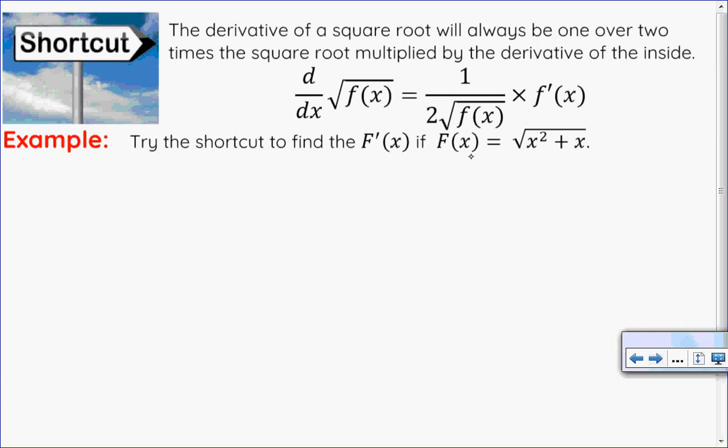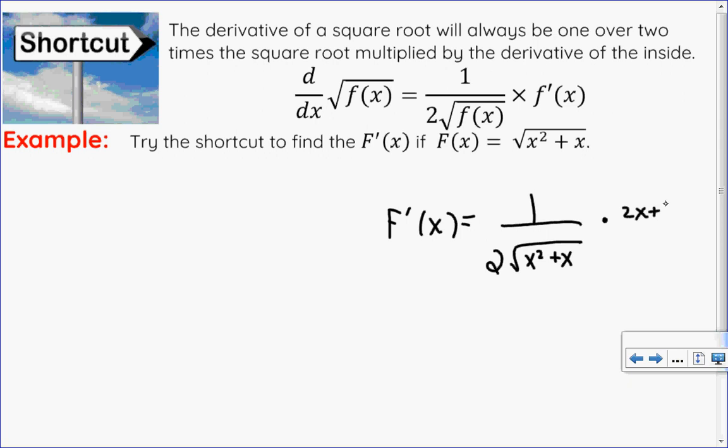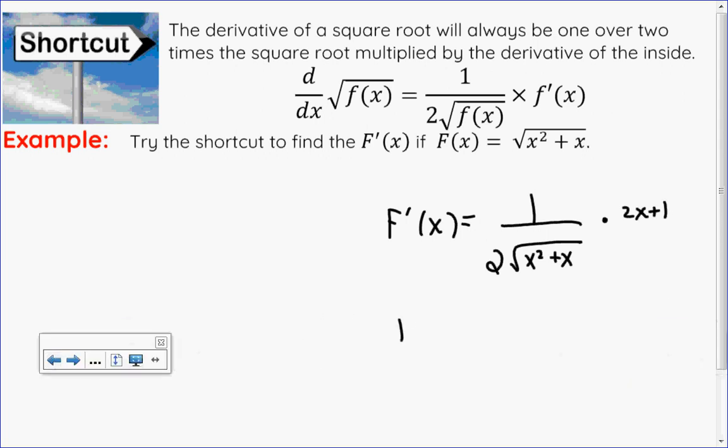So for example, if I have f of x is the square root of x squared plus x, I know that the derivative is going to be 1 over 2 times that root, multiplied by the derivative of the inside. So the derivative of x squared plus x is 2x plus 1. So just tidying this up, I would have that my derivative is 2x plus 1 all over 2 times the root of x squared plus x. So just a shortcut way of simplifying those types of roots.